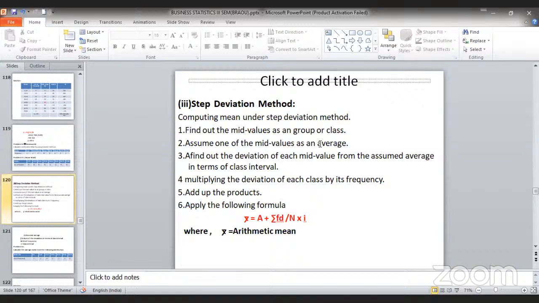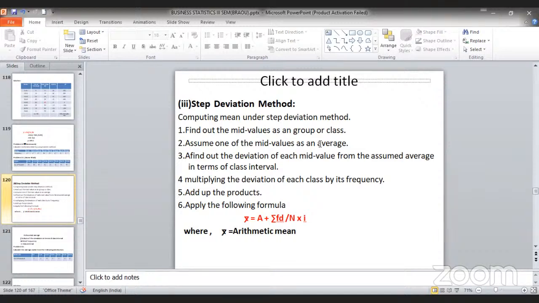Now, see the step deviation method. In the continuous series, you have a direct method, where you directly take the mid value and multiply it with the frequency. The next is the indirect method, where you have to assume a value from the midpoints and multiply with the F. But here in the step deviation method, to compute the mean, first you have to find the mid values of each group or class.